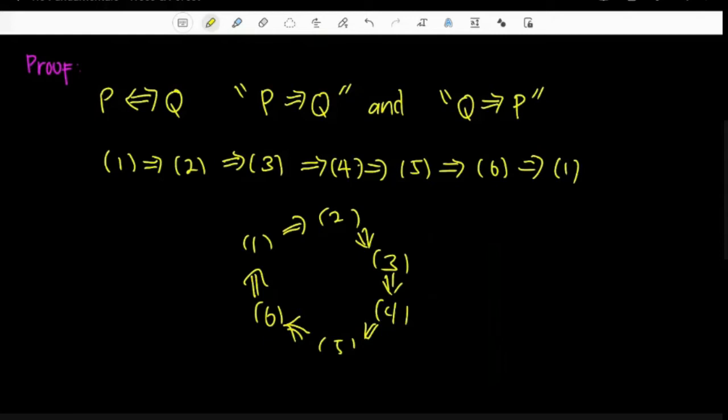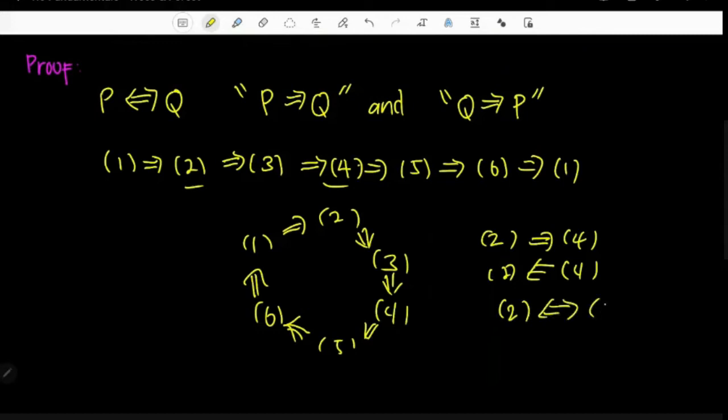For example, 2 and 4 are equivalent statements. By transitivity, 2 implies 3 and 3 implies 4, so that would imply that 2 implies 4. But at the same time, since 4 implies 5, 5 implies 6, 6 implies 1, and 1 implies 2, by transitivity, it also means that 4 implies 2. So since 2 implies 4 and 4 implies 2, then 2 and 4 are equivalent statements. Using that same concept of transitivity, each of these statements are equivalent.